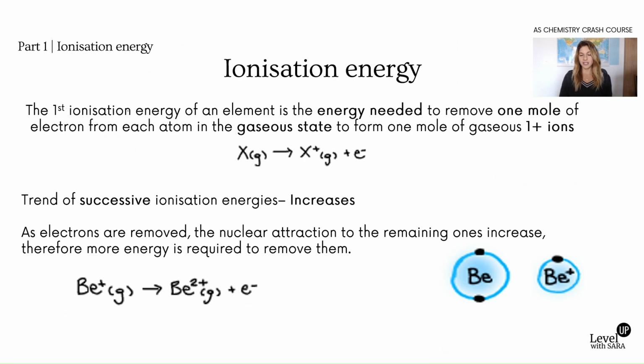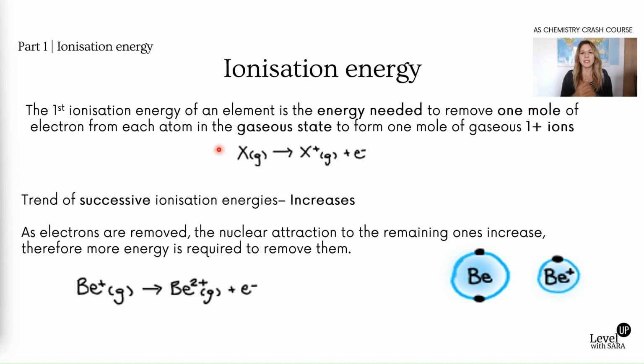So the first ionization energy can be described as, let me just get the little laser here so you can follow me better. The first ionization energy of an element is the energy needed to remove 1 mole of electrons from each atom in the gaseous state to form 1 mole of gaseous 1+ ions. It could be a complex definition, but remember that our values are energies that need to be compared, which means that all of the elements have to be in the same state.